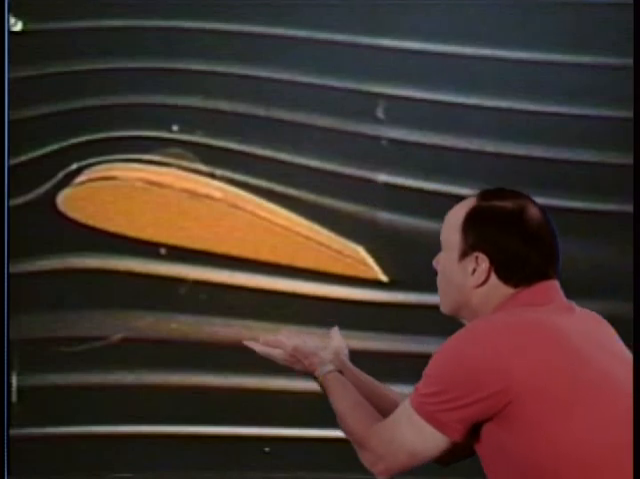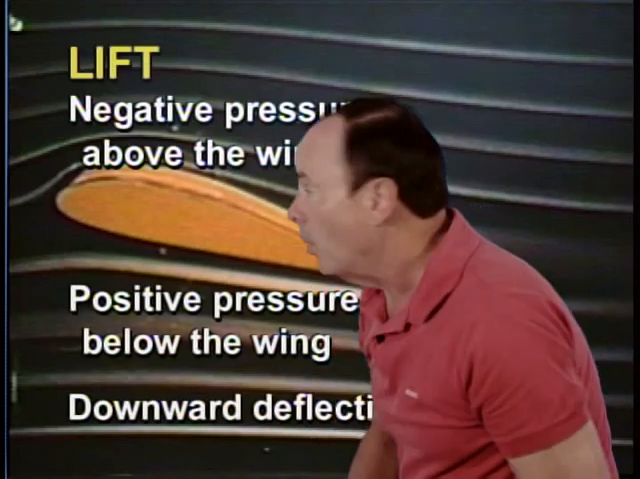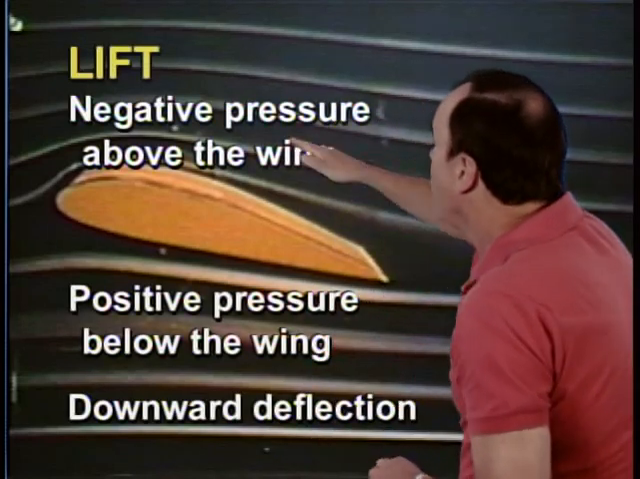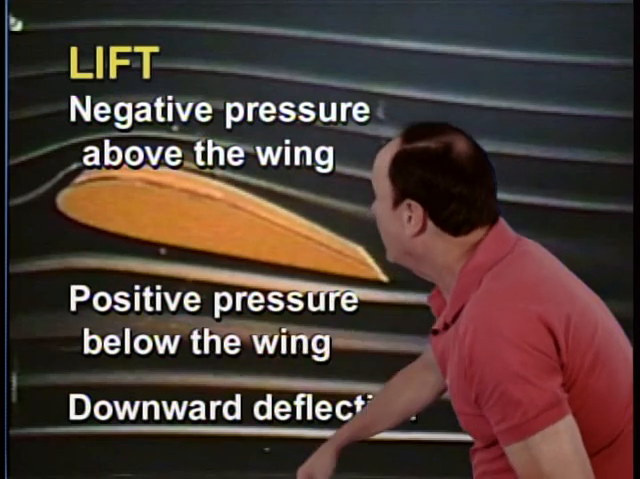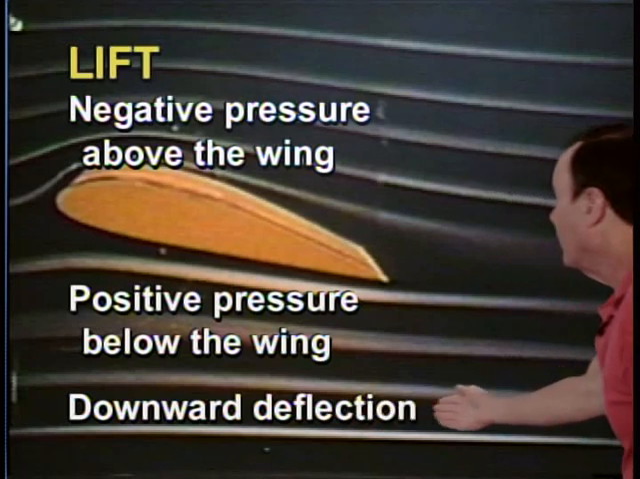you'll probably remember, for every action, there is an equal and opposite reaction. So in this case, the air is being deflected downward. That means there's an upward force on the wing, and that's part of what we call lift. So the FAA wants you to know that an airplane wing is designed to produce lift by having negative pressure above the wing, positive pressure below the wing, and a downward deflection of air.